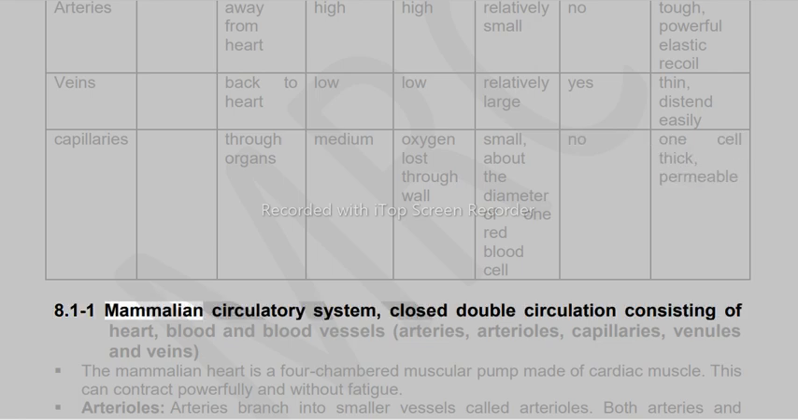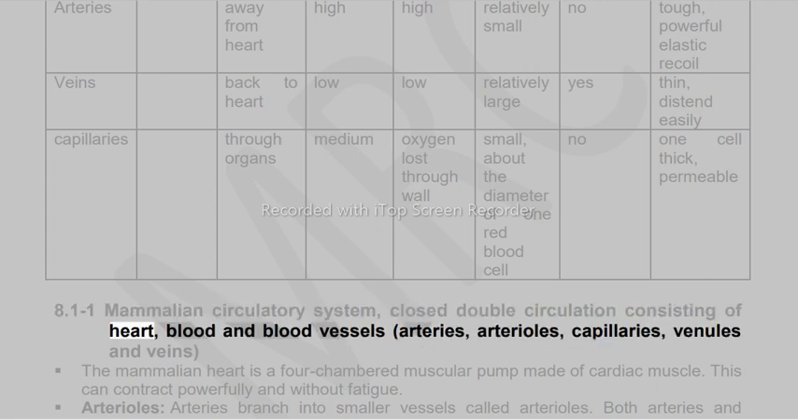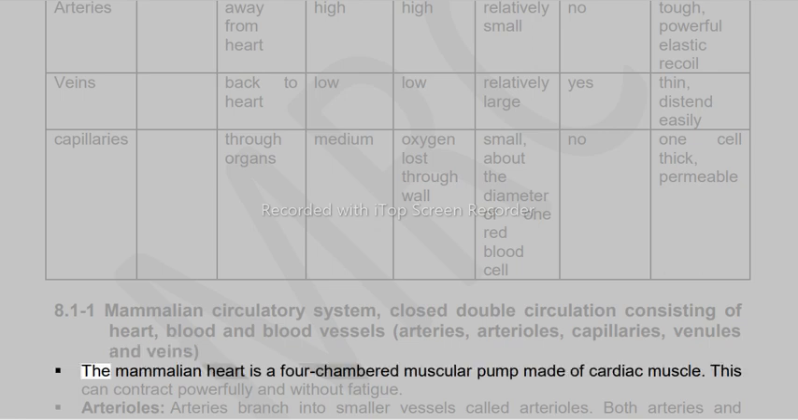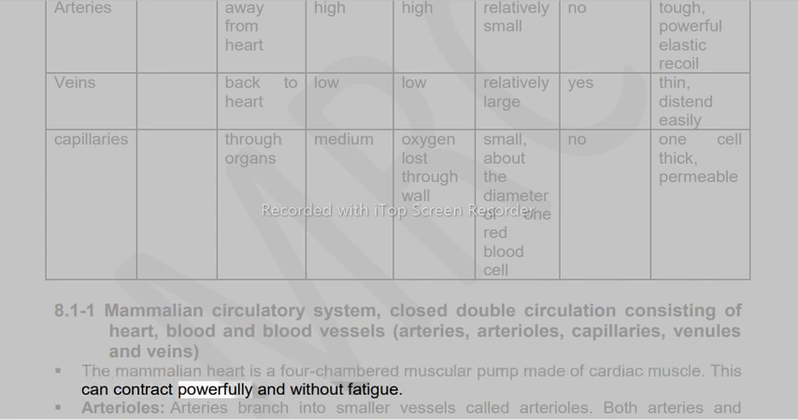8.1.1 Mammalian circulatory system: closed double circulation consisting of heart, blood and blood vessels: arteries, arterioles, capillaries, venules and veins. The mammalian heart is a four-chambered muscular pump made of cardiac muscle. This can contract powerfully and without fatigue.